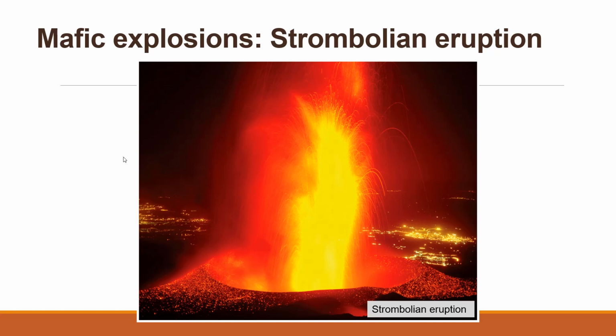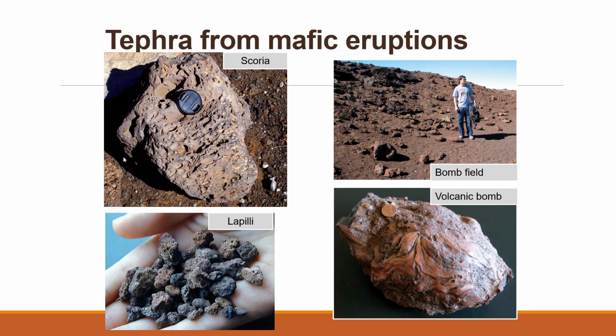They look kind of like fireworks. The material that comes out is going to be this tephra, or this erupted material. So we get scoria, which are larger, with large air holes. Lapilli are these little nut-sized things. Volcanic bombs are an actual large chunk of rock that comes out.